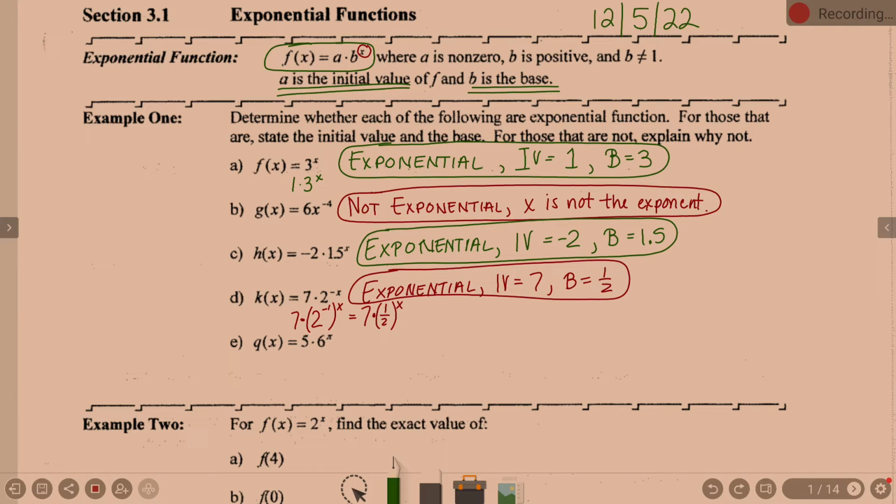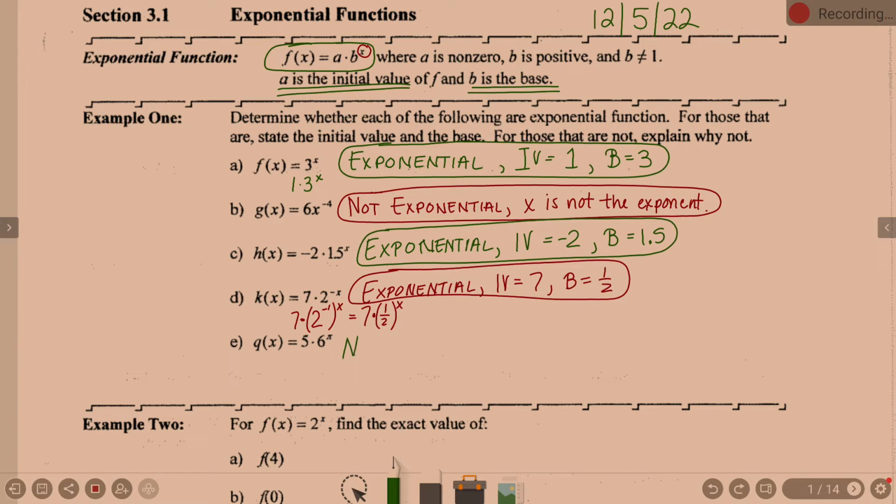Okay, so why is this not exponential? There's a pi in the variable. Is there an x in this problem at all? No. Guys, this is just a constant. 5 times 6 to the pi, I don't know what that value is. That's just some number. There is no x in the exponent, so it is not exponential.